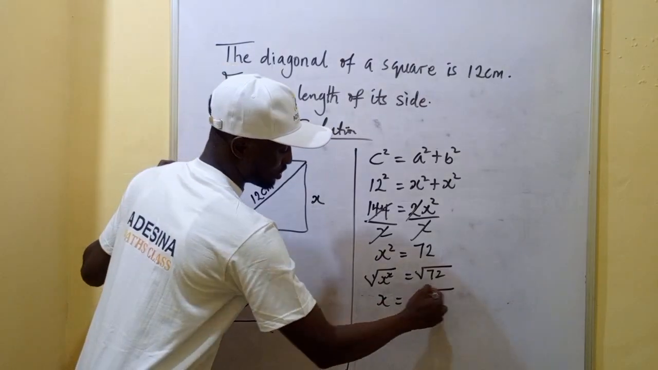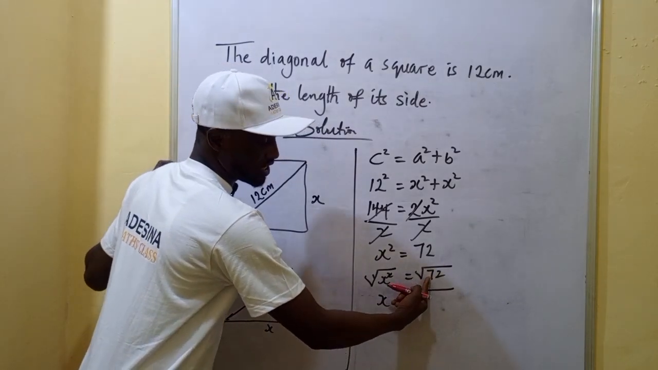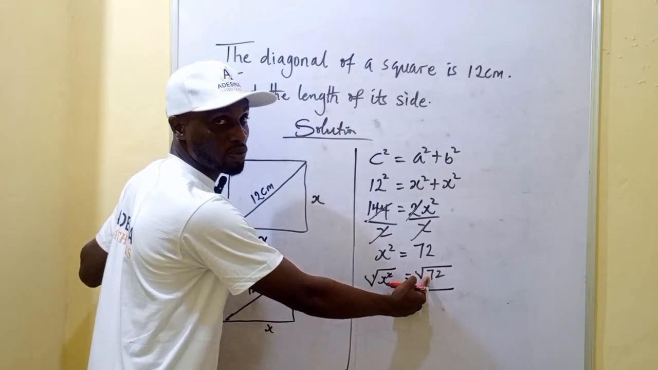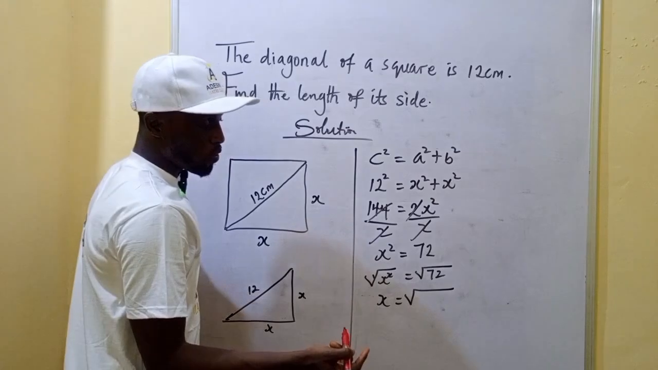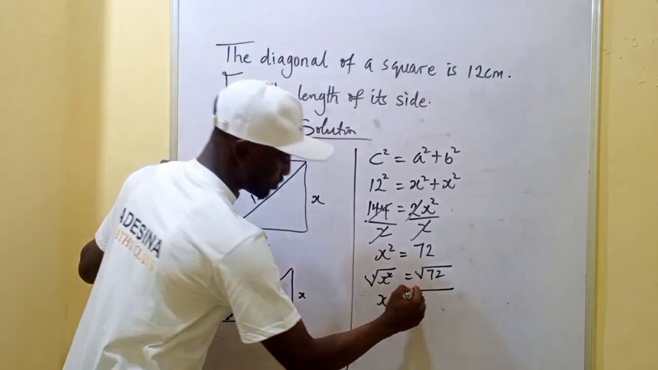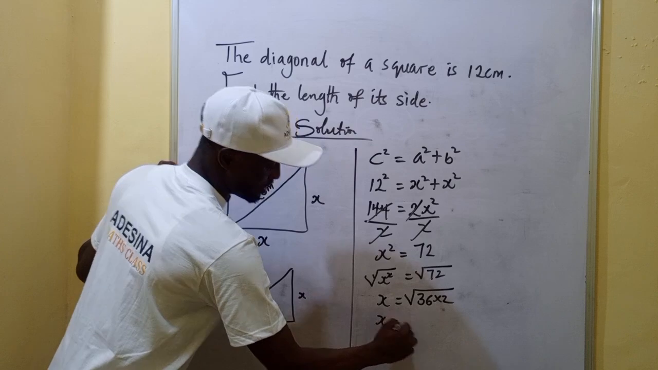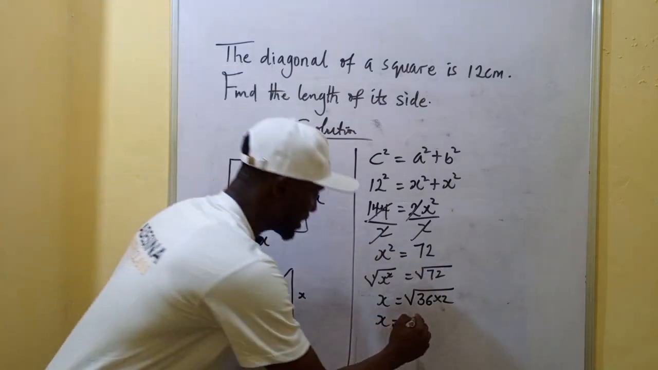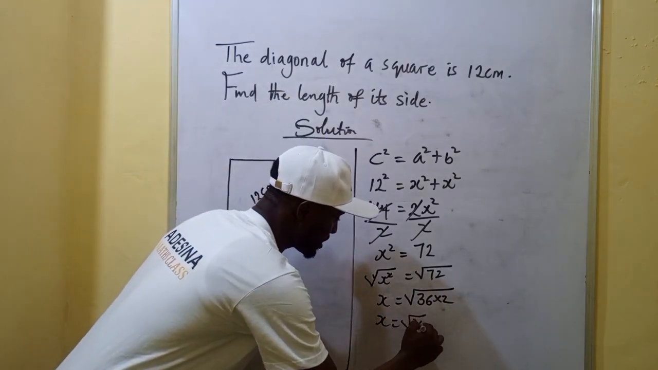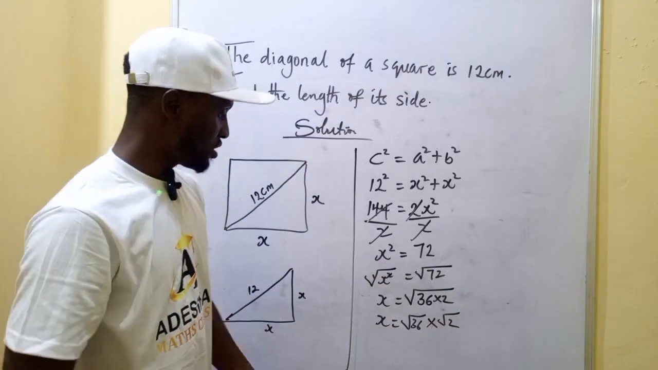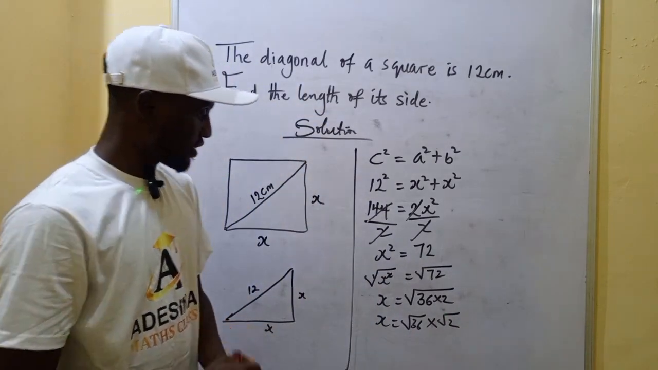So if I want to leave it in short form, think of two numbers that are going to multiply together that will give us 72. And one of the two numbers must be a perfect square. So how about 36 times 2? So x equals the square root of 36 times 2, which gives us the square root of 36 times root 2 under the law of surd.